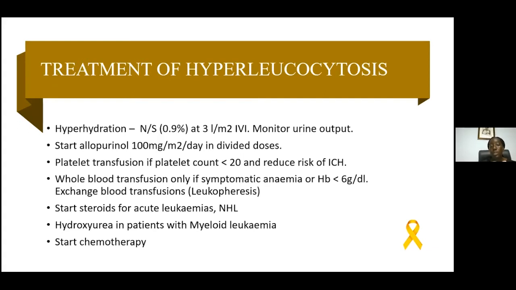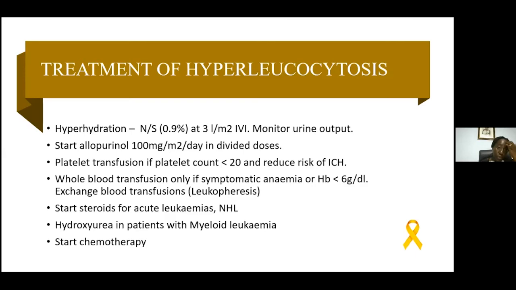Remember, we said that when you have a lot of these leukemic or blood cells in the blood, they'll break down. And when they break down, they are releasing potassium, phosphate, and also uric acid, which can get deposited in the renal tubules and cause an AKI. So you also want to give allopurinol to prevent that from happening.